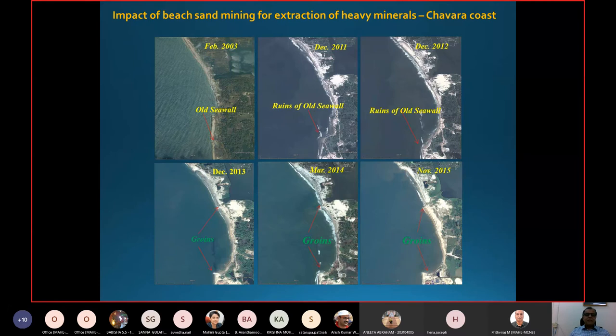So I will just show the different scenarios: in 2003, how it was there, in 2011, 2012, 2013, 14 and 15. So in 2012, the seawall was already there, the existing seawall was there here. I'll just show that.